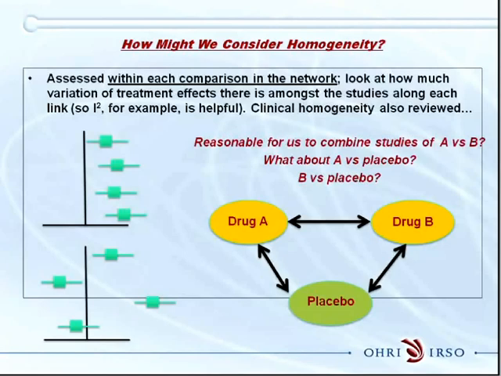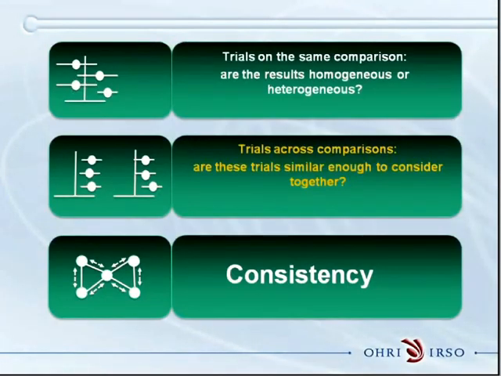And in terms of our network, as I've mentioned, we're going to look at this for each comparison in our network. So what we want to do is try and confirm that we have relatively homogeneous data for each of the links in our network. And if we don't, we have some exploring to do before we go forward with our network to try and sort out why that might not be present. Certainly also important to look at clinical homogeneity in terms of study characteristics, as we also commonly do.